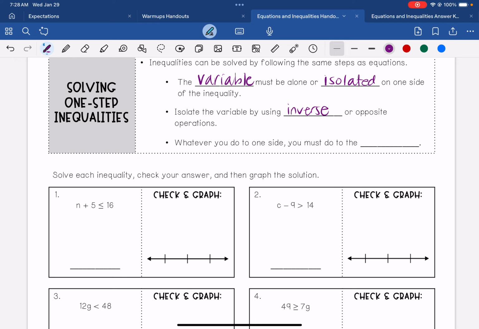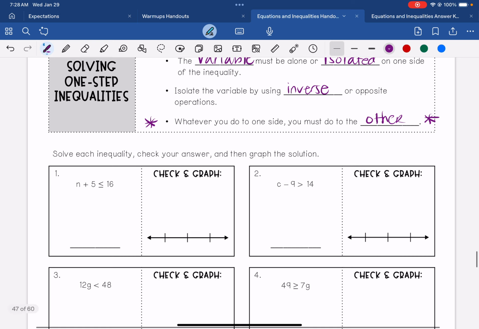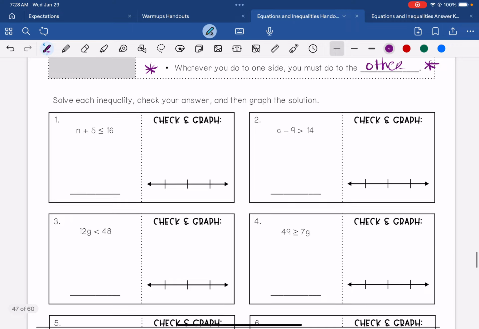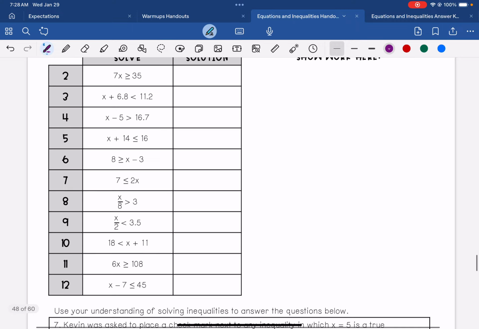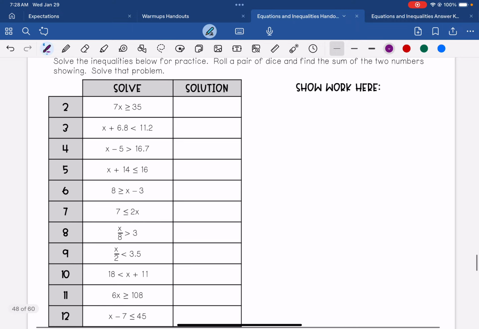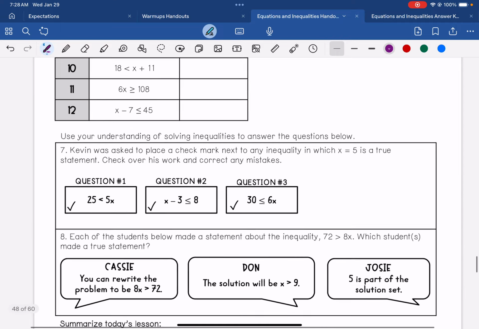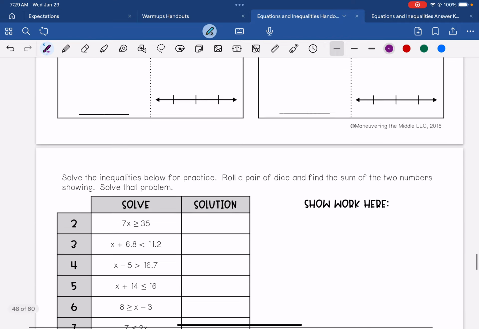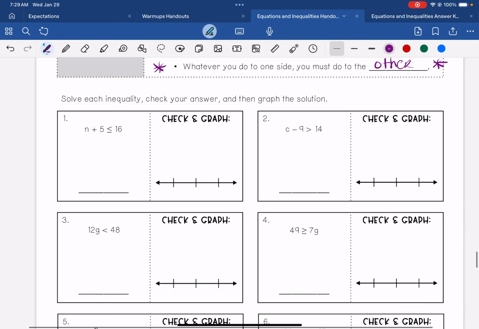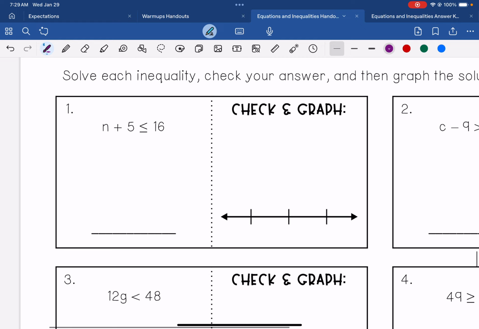So if we have addition, we're going to subtract. If we have multiplication, we're going to divide, and so on. Whatever you do, remember, this is the golden rule. Whatever you do to one side, you must do to the other. All right, let's get into some example problems. I'm going to do the front side, and then you and your partner do the back side, okay?